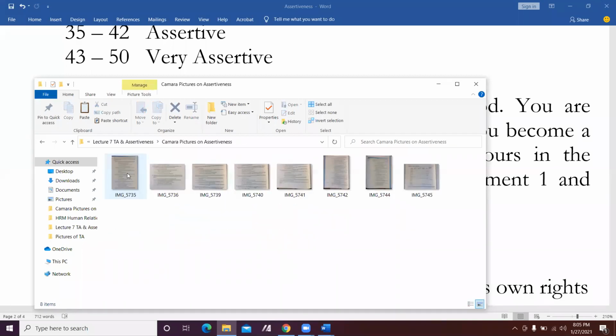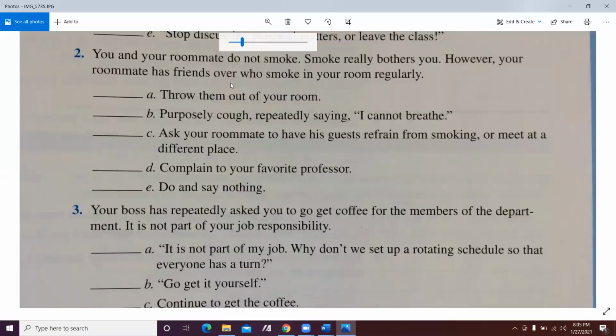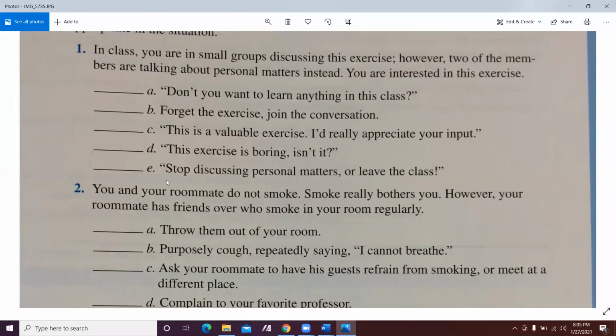Right, now go to this one. Try to understand scenario 1. In class, you are in a small group discussing this exercise. However, two of the members are talking about personal matters instead. You are interested in this exercise. Which one is assertive? Which one is non-assertive, passive? Which one is aggressive?